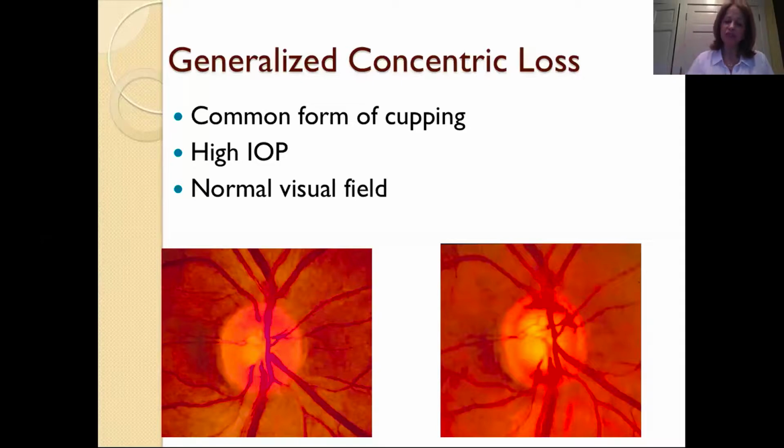When you have concentric loss, you can wind up having a normal visual field for quite some time. You can lose a lot of your optic disc tissue and still have a normal visual field. Because we have a lot of redundancy in our nervous system, you can lose a bit all the way around, quite a bit, and still have normal visual function.